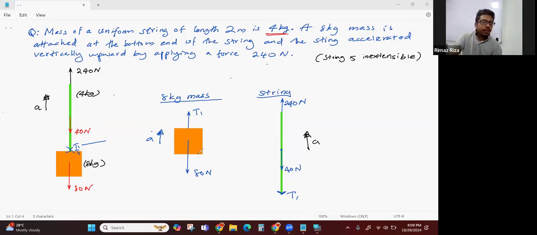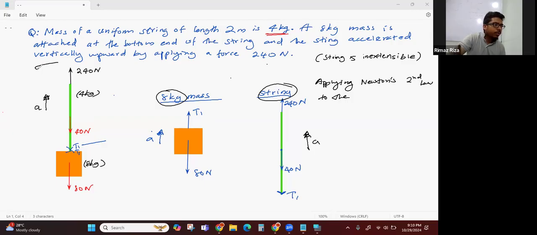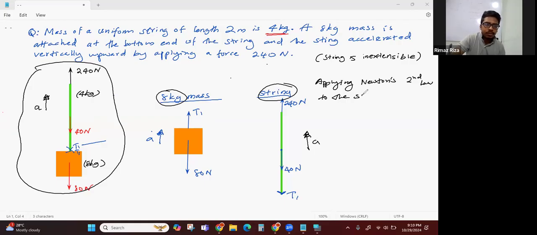Okay, so here we want to find the acceleration, so therefore we can apply Newton's second law, F equals ma. So to what are we applying it: the 8 kilogram mass, the string, or the system? The system is this entire thing. So here I am applying Newton's second law to the system.